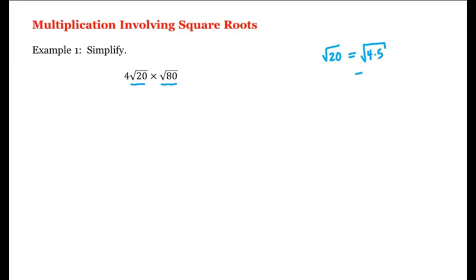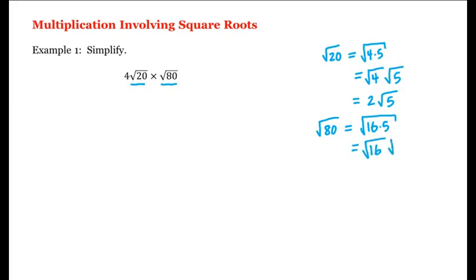And then by properties of radicals, this is equal to the square root of 4 times the square root of 5, which is equal to 2 times the square root of 5. And what about the square root of 80? This is equal to the square root of 16 times 5, which is equal to, again, by properties of radicals, square root of 16 times square root of 5, or 4 times square root of 5.